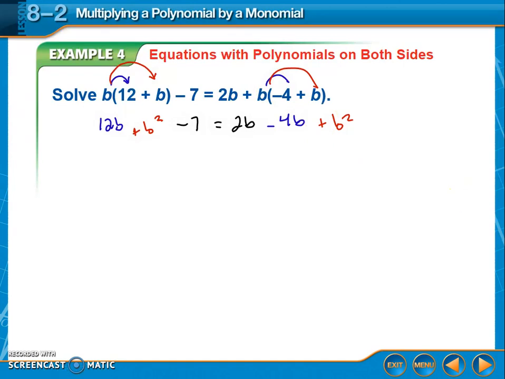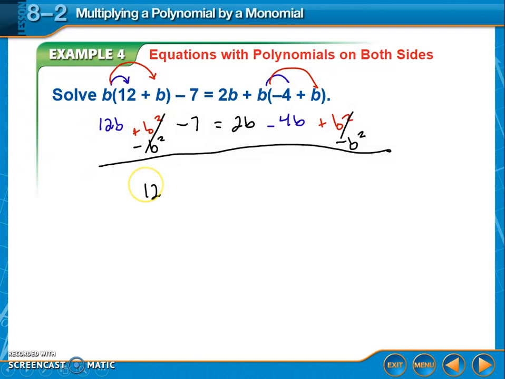Okay, so from here, I want to get all my variables together. So what I'm going to do first is subtract b squared from both sides, so that I can get my b squared together. When I do that, they cancel here and there. So I get 12b minus 7 equals 2b minus 4b. Okay, 2b minus 4b, that's the same thing as negative 2b. And I have 12b minus 7 over here.